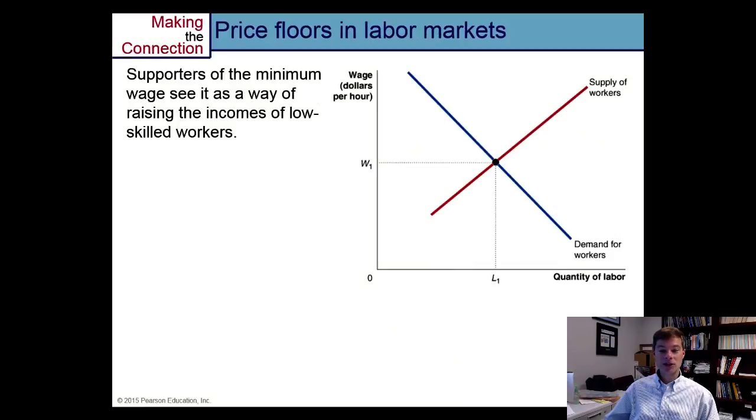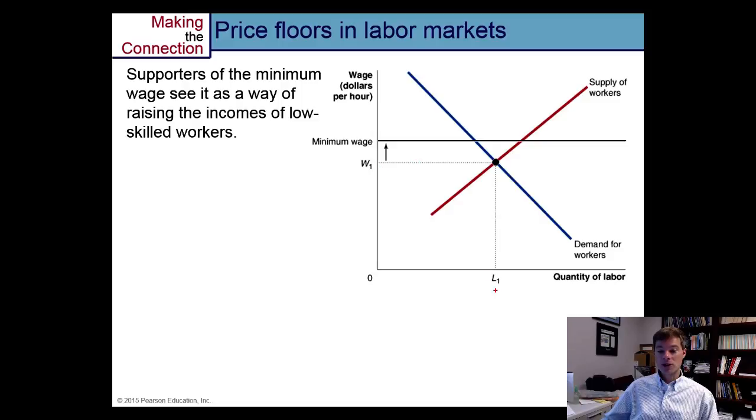Let's look at another price control. In this example, we're going to look at a minimum wage, which is a legal minimum. Employers can't pay workers less than the minimum. The demand curve, the blue demand curve in this diagram, represents employers because employers demand workers. The red supply curve represents the workers. They are the ones that supply their labor.